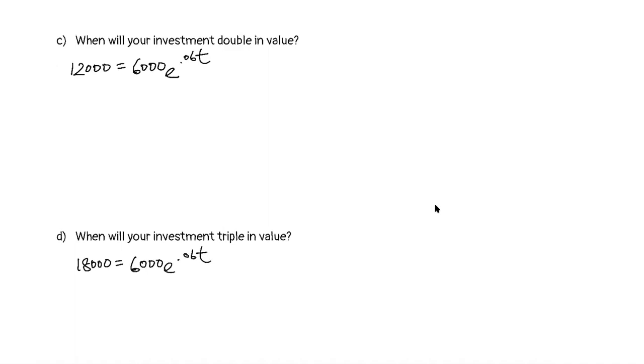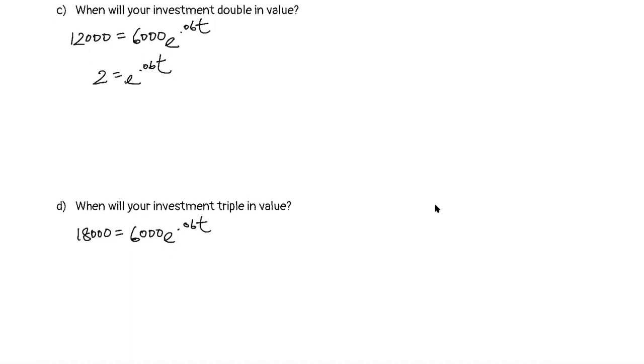So that's the same as before. The different part is you have e to the 0.06t instead. But our first steps are going to be the same. We're going to divide both sides by the 6,000. So we'll get 2 equals e to the 0.06t. But down here, we're going to get 3 equals e to the 0.06t.